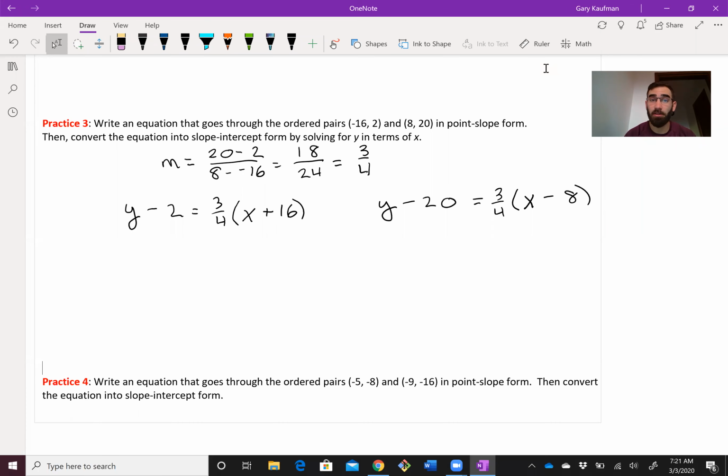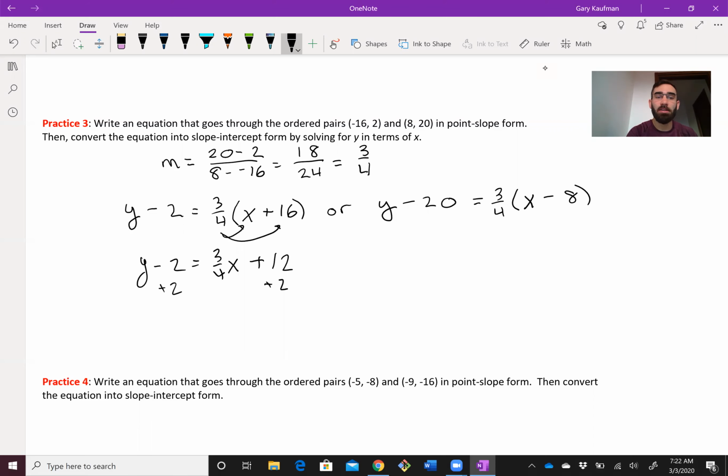So far all I've done is found the slope, and then I substituted that slope in as well as the point. So notice that I had 2 points, so I wrote both possible options because I want to show you that it doesn't matter which one you did, the slope-intercept form is unique. So I'm going to, again, start by distributing, and I get y minus 2 equals 3/4 x plus 12. And then I'm going to add 2 to both sides, and I get y equals 3/4 x plus 14.